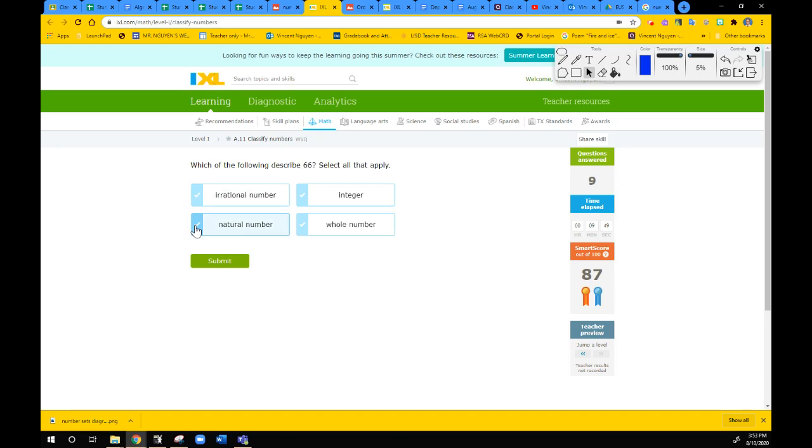66 is a natural number. If it is a natural number, then these will apply as well, okay? It is also an integer. It is also a whole number, okay? 56, it is a whole number. It is a natural number. It is also an integer. That was a repeat. Submit.